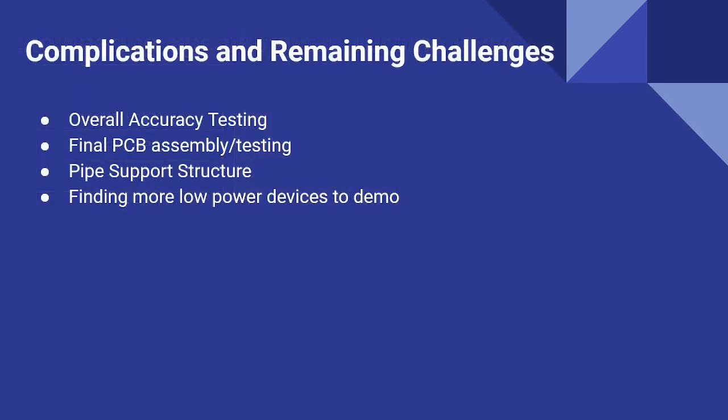So our remaining complications and challenges include the overall accuracy testing, because we didn't have our shaft when doing the midterm demo, so the values we measured in the specifications were all essentially approximations, since we're hand cranking the motor. Also, we need to get our final PCB, assemble it, and test it, which shouldn't be a problem since we've already breadboarded each part. Next, we need to find a good way to keep our pipe standing without having to hold it or lean it up against anything. And finally, we would like to find more low power devices we can use to demonstrate the functionality of our project.